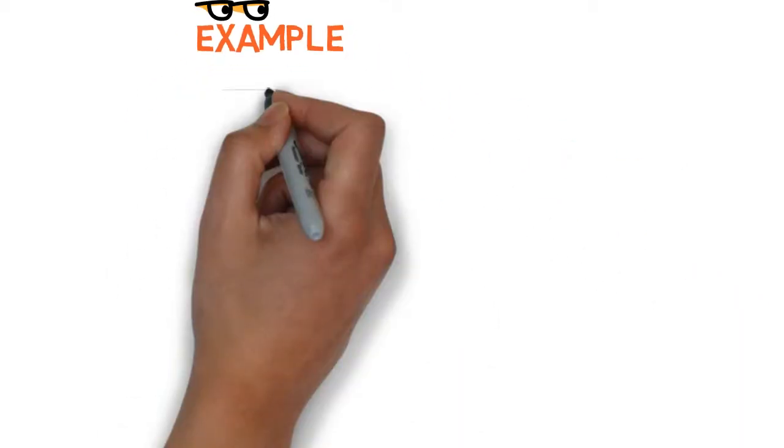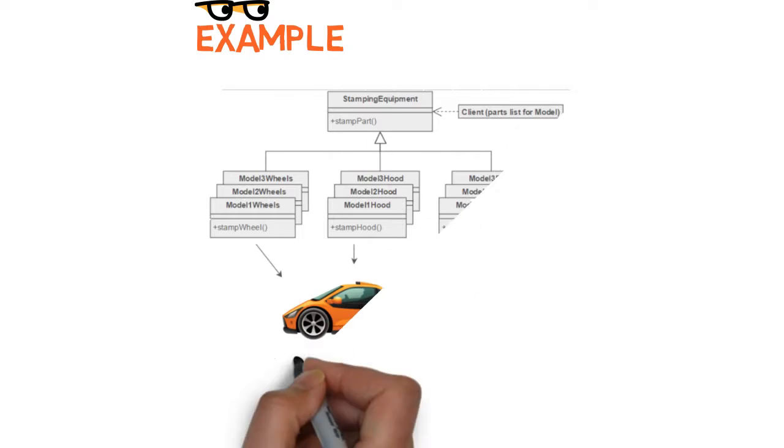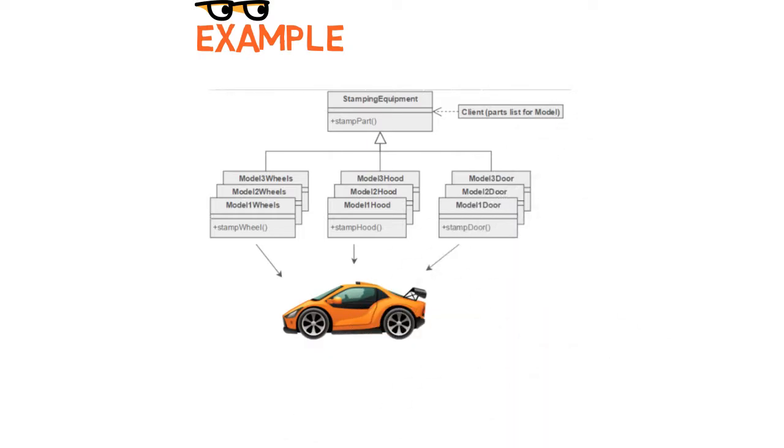Now the example is a car factory. Now the car factory has several other small factories producing wheels, hood and doors for different models. Now the super factory just creates the model car for a given model of a car.